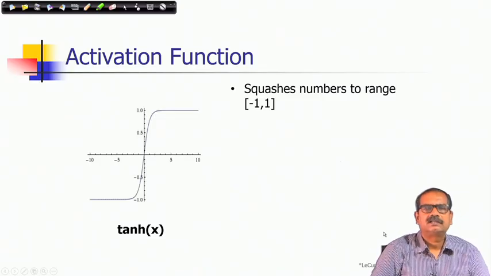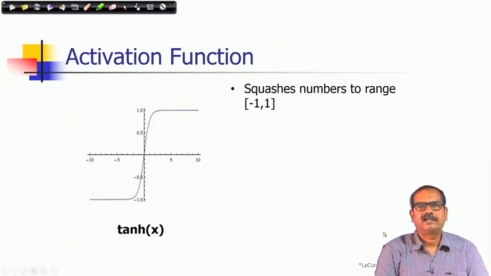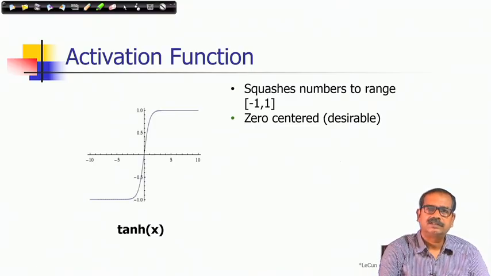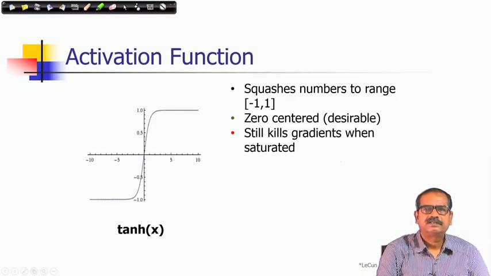So, there is another activation function which is called tan hyperbolic x. It ranges from -1 to 1, and it is also zero centered, which is desirable. Still, it has the problem that it can kill gradients when it is saturated, and it is not as good for binary functions.